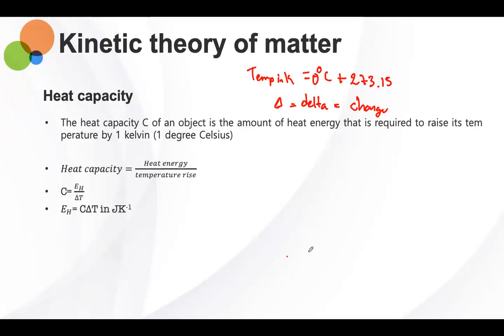And we went on to heat capacity, and one of our classmates said that heat capacity is the amount of heat energy that is required to raise its temperature by 1 Kelvin, right? And what is the difference between heat capacity and specific heat capacity again?